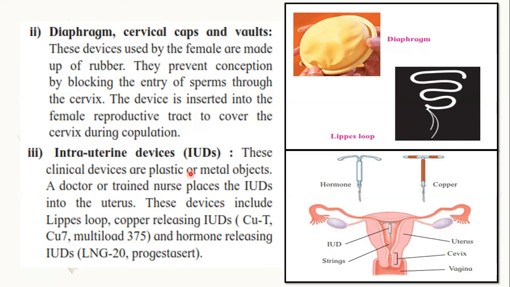These clinical devices are plastic or metal objects. A doctor or trained nurse places the IUD into the uterus. These devices include Lippes loop, copper releasing IUDs such as copper T, copper 7, multiload 375, and hormone releasing IUDs, LNG-20 and progestasert. So this device is inserted into the uterus when a female doesn't want to conceive. This is acting as a barrier so that the sperm will not reach the fallopian tube. And once the couple again wants the baby, this is removed under the supervision of medically trained professionals.